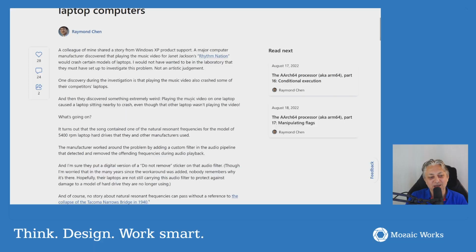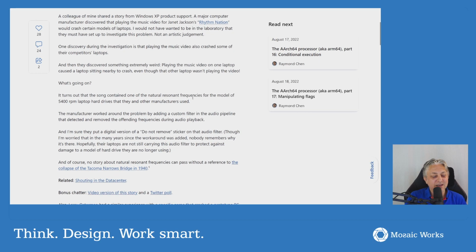problem, not an artistic judgment. One discovery during the investigation is that playing the music video also crashed some of their competitors' laptops. So what was going on? And then they discover something extremely weird. Playing the music video on one laptop caused the laptop sitting nearby to crash, even though that other laptop wasn't playing the video. Imagine investigating this.